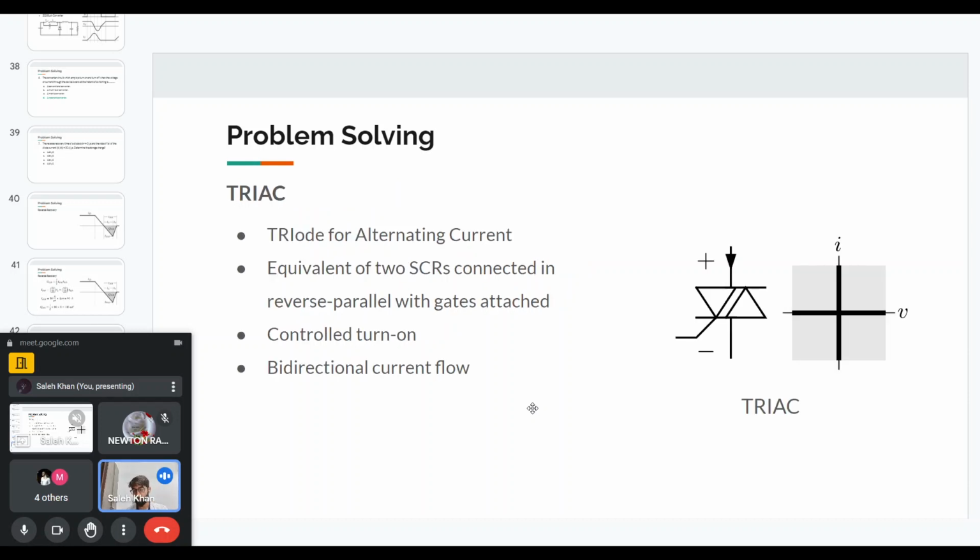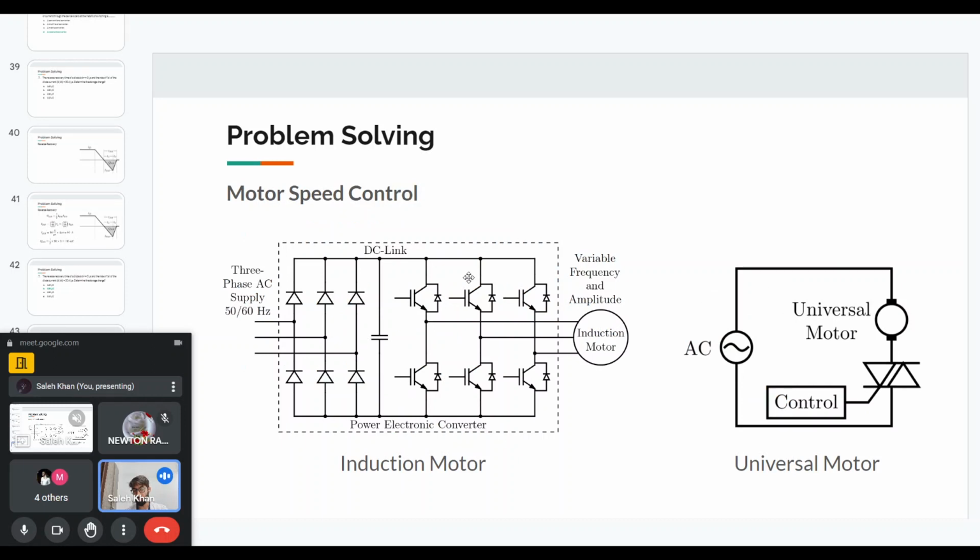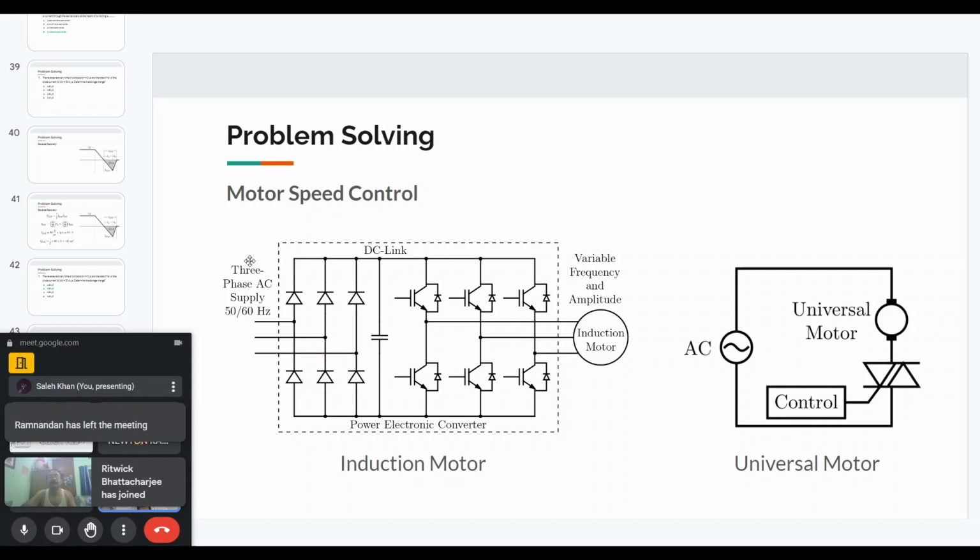Okay, so this is how the speed control of the induction motor and universal motor looks like. Induction motor has different kinds of speed control options. One option I've shown here is the V by F control method. We can have a three-phase supply at the input, or we can have a direct DC supply.